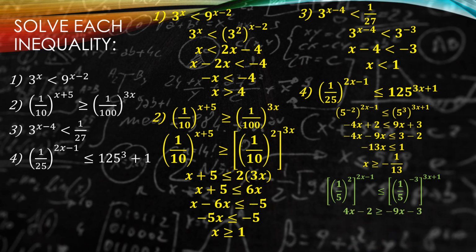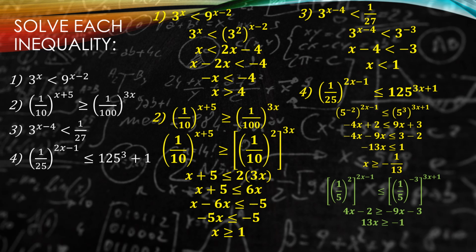So, we have 2 times 2x, so 4x. 2 times negative 1 is negative 2. Flip natin ang sign. Imbes na less than, magiging greater than or equal to. So, negative 3 times 3x, so negative 9x. Negative 3 times 1, so negative 3. Lahat ng x, lagyan natin sa left side, yung numbers sa right side. So, 4x plus 9x, the answer is 13x. Negative 3 plus 2, the answer is negative 1.